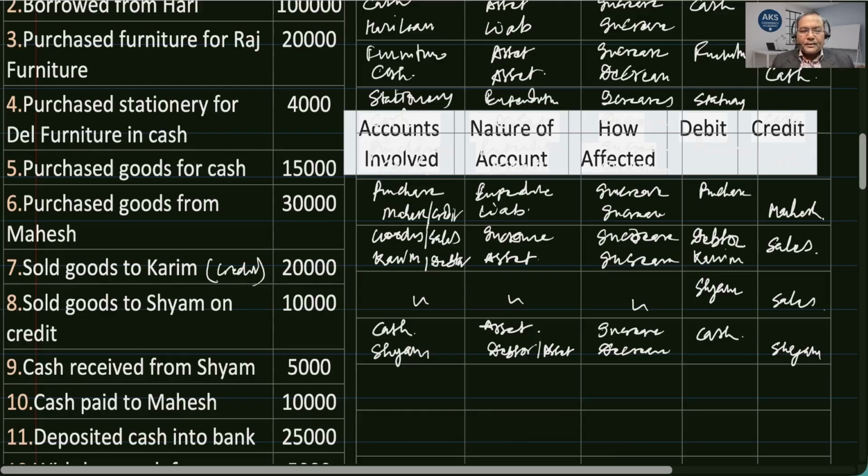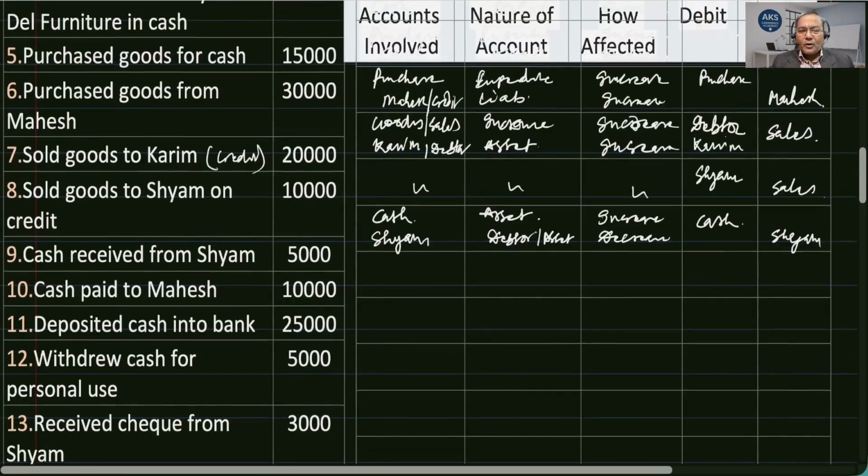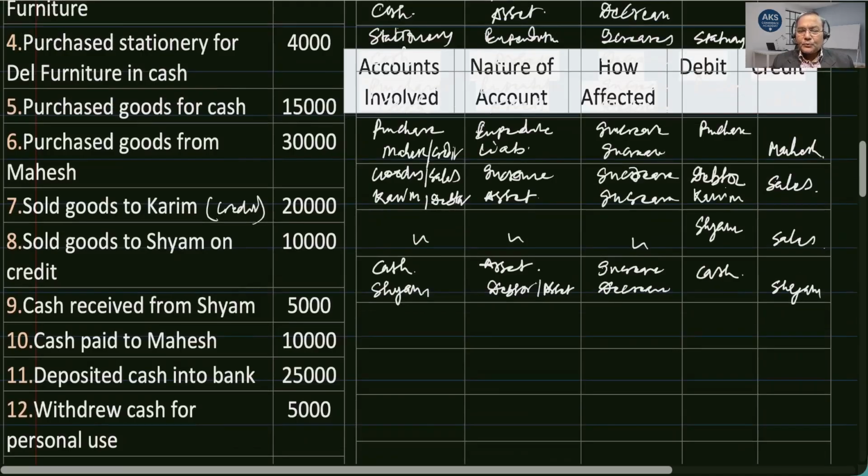Now comes the next one, cash which is paid to Mahesh. When cash is paid to Mahesh, we had bought something from Mahesh on credit, so we will pay him. What are the two accounts that get involved? One is cash and the second is Mahesh. Now what is the nature of the account? Cash is an asset and Mahesh is a liability because we bought from him on credit earlier. Now we are making the payment. So how is the liability going to be affected? When cash is going out, there is a decrease in cash, and because we have made the payment to Mahesh, there is a decrease in liability as well.